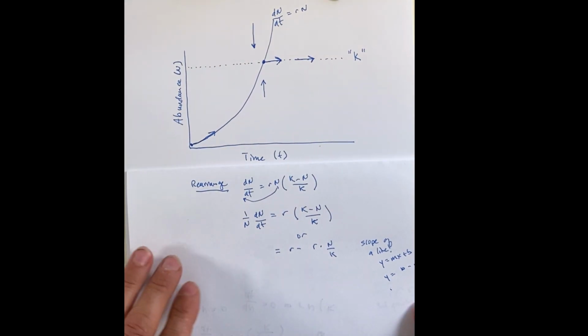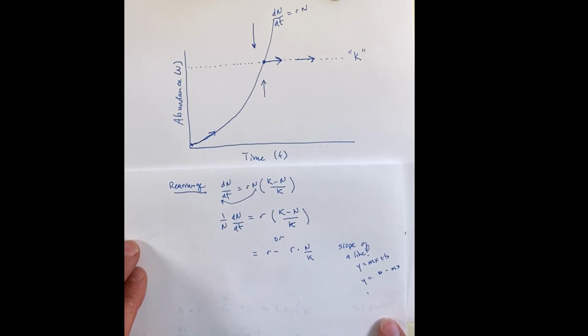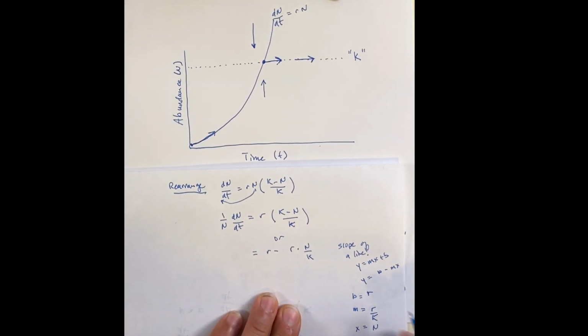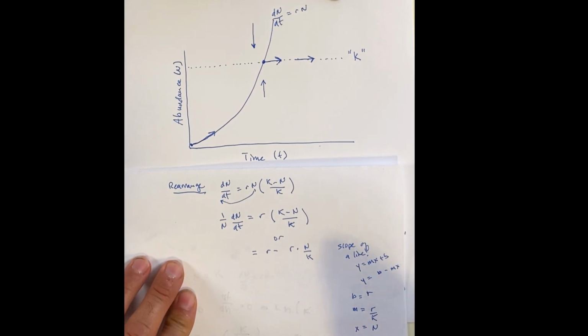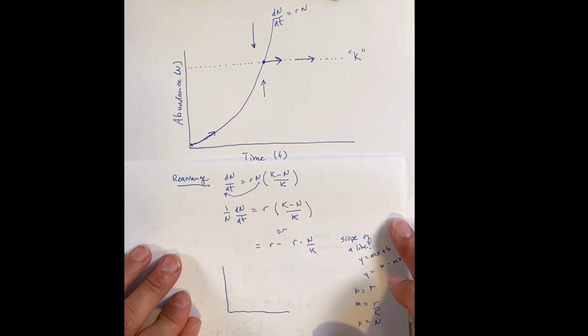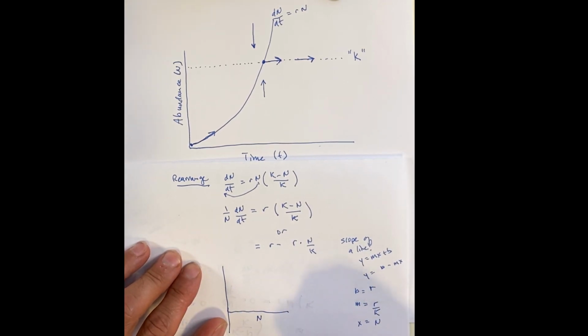So just rearrange that mx plus b into this form here, and you'll see that your b again is your r, your slope is negative r over K, and your x term is your N. If we were to plot this line out, here's the shape that it would have. The intercept is r, and the y-axis here is the per capita growth rate. You've got to remember that. Your y term is 1 over N dN/dt.